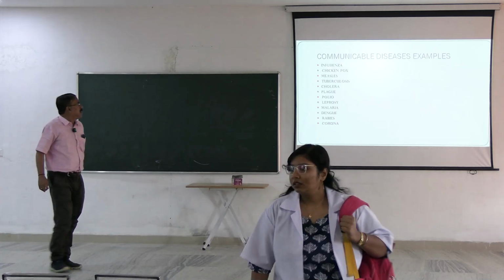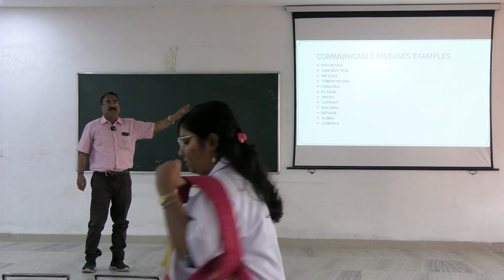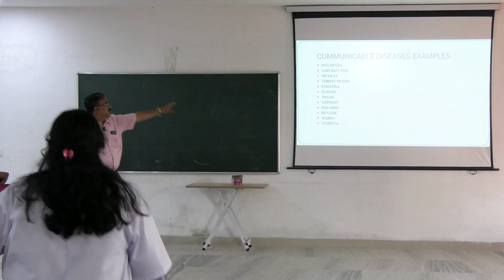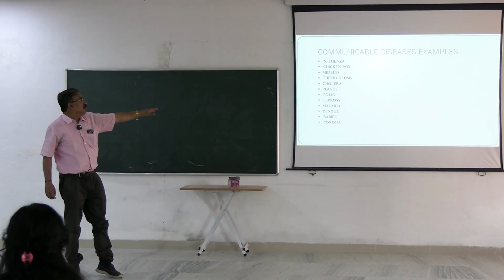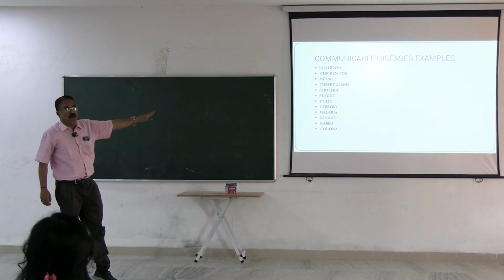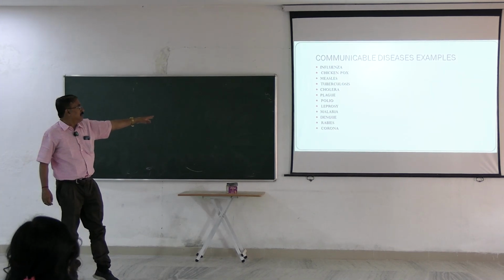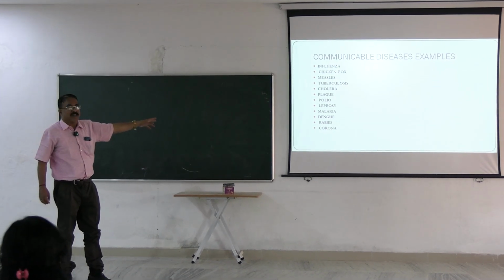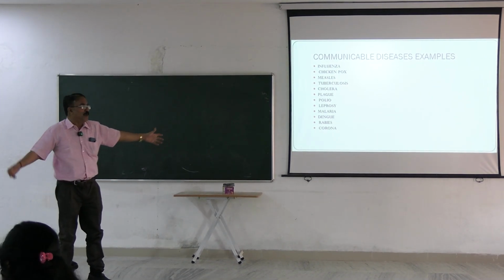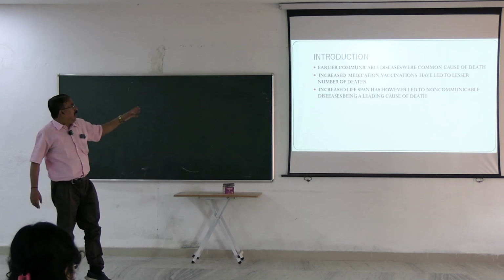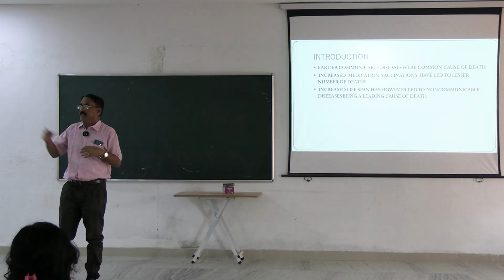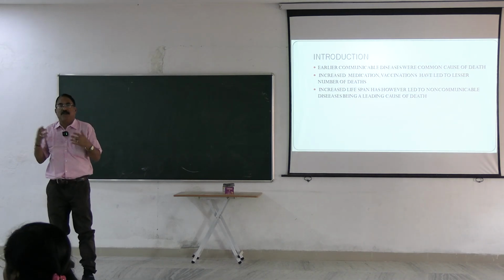Next. So examples of communicable disease. One of my friends said typhoid. These are examples of communicable disease. Many of you have heard of these names: influenza, chickenpox, measles, tuberculosis. I just put the common ones: plague, polio, leprosy, malaria, dengue, rabies, and of course we all know corona or COVID.